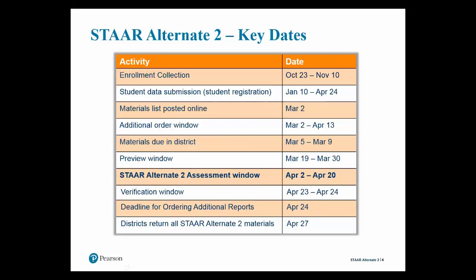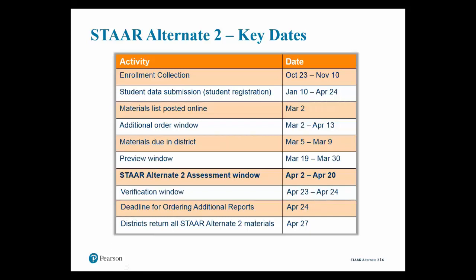Then we have your materials list. Though that will be posted online come March 2nd. So again, based on your enrollment collection, the numbers that you entered in during that enrollment collection, that determine those materials that we will be sending to your campuses and districts there. And the materials list will indicate those materials. So again, that will be posted March 2nd. March 2nd is also the time when you will be able to place your order for additional materials. You'll be able to do that March 2nd through April 13th.